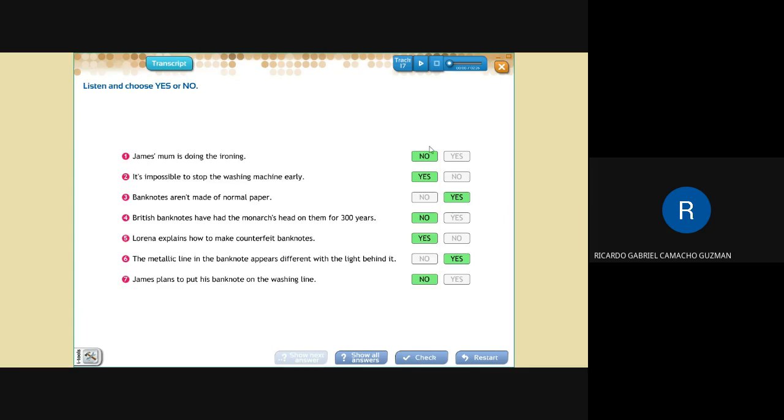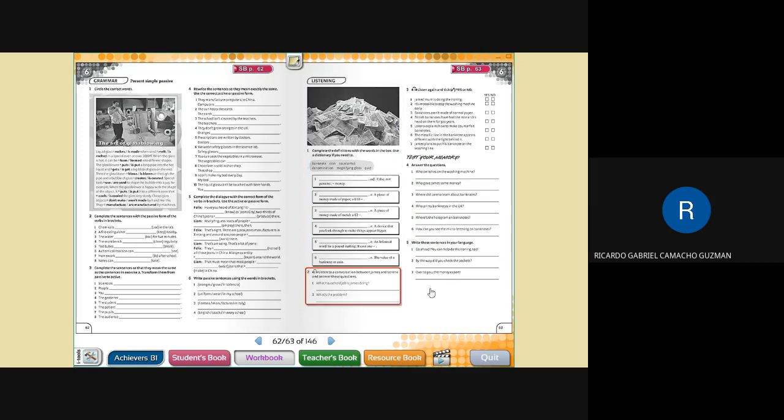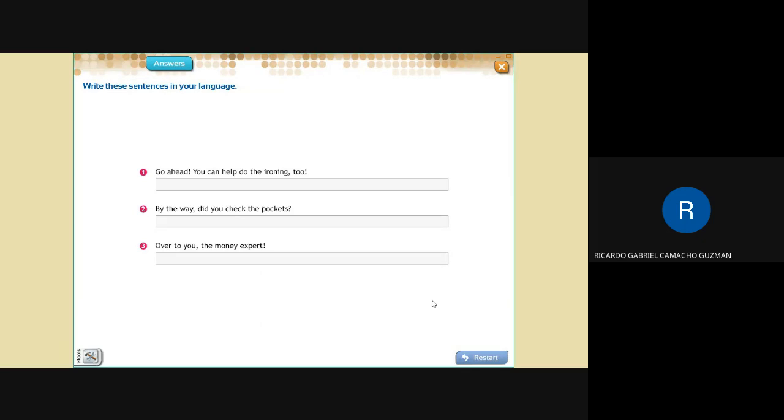So it is like that. Okay, guys, so now we're finished with this, and we are going to continue with this last exercise, and then we're going to continue with our regular activities. Here it says, write these sentences in your language. How would you translate these sentences? For example, the one that says, go ahead, you can help do the ironing too. How do you think you can translate this sentence?